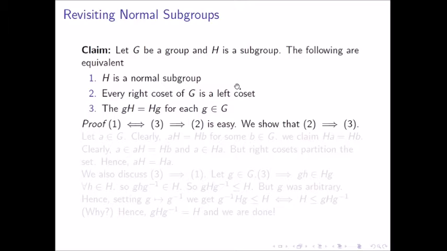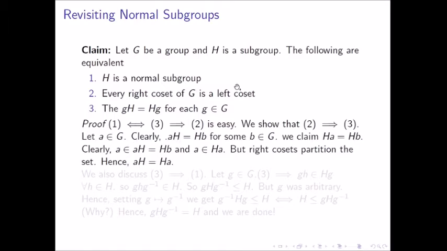We now show 2 implies 3. Let A be an element of G. Clearly AH is equal to HB for some B belonging to G. We claim that HA is equal to HB. If AH is equal to HB, which is what 2 says, then HA is equal to HB, and that would simply say H is equal to HA and we are done.